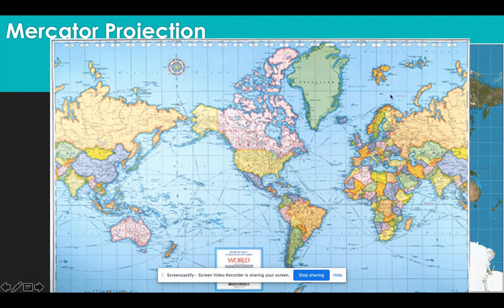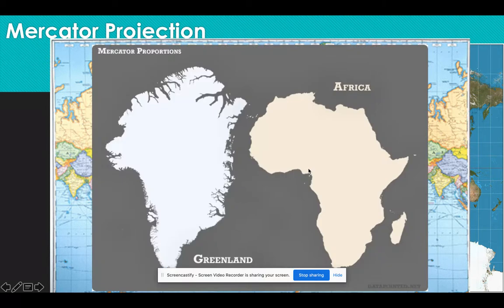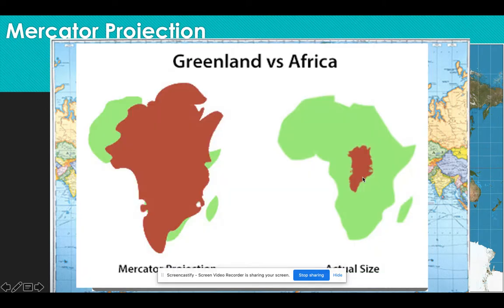Here's another example. Greenland looks like it's almost twice the size of USA. Greenland is nowhere near the size of the United States of America. On this map, Greenland looks like it's the same size as the continent of Africa, but in reality, Greenland would fit inside Africa like this. So these maps make it easy for us to see where everything is, but it does not show us the accurate size of things closer to the North Pole or the South Pole.